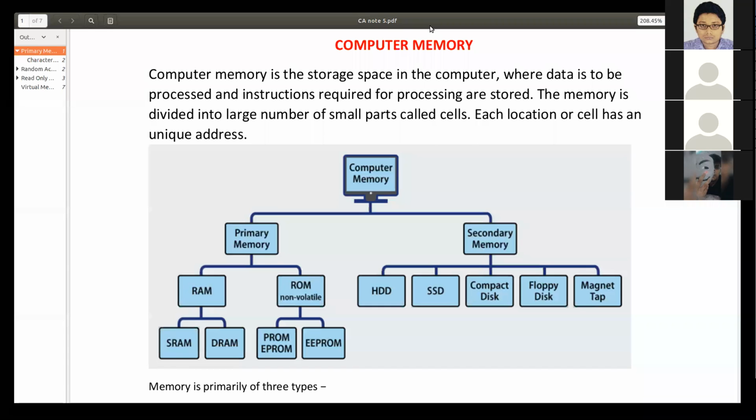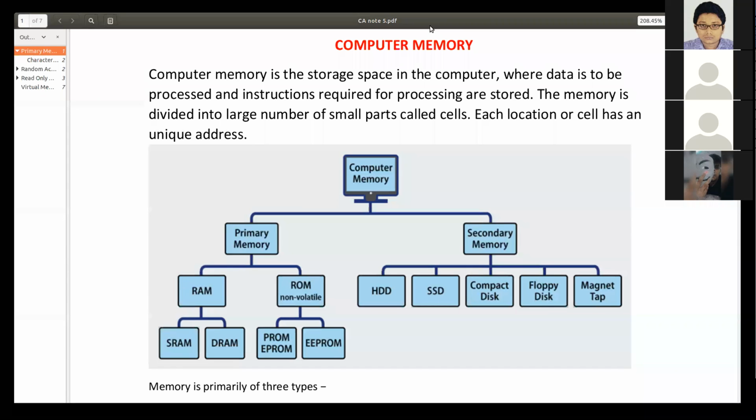Now, another type of primary memory, which is again very important, is known as ROM. The full form of ROM is read-only memory, which is non-volatile in nature. That means whatever data is stored in the ROM will be stored permanently. So even if your computer is switched off, ROM will still hold that data. So these are two basic primary memories.